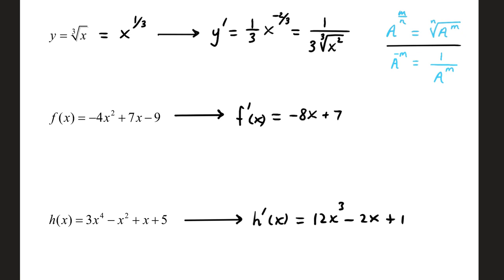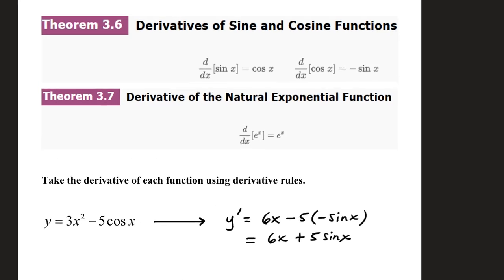Our last example, we have 3x to the 4th minus x squared plus x plus 5. Taking the derivative, 3 times 4, that's 12. Take 1 off your power, that's 3. -1 times 2, that's -2. Take 1 off your power, that leaves it at 1. 1 times 1 is 1. Take 1 away from your power, no more x. 5's constant, so it has a derivative of 0.